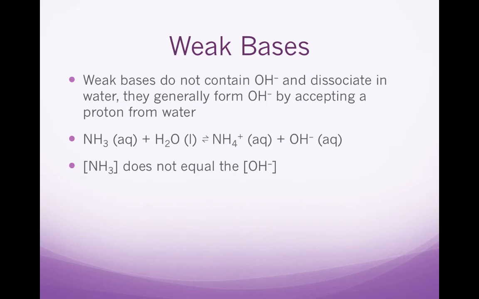So ammonia is a weak base. Ammonia and water will make ammonium and hydroxide ions. So the ammonia accepted a proton from water to form ammonium and hydroxide ions. And again, you'll see this equilibrium arrow since we don't have complete reaction. So again, just like with weak acids, the ammonium concentration does not equal the hydroxide concentration. All we know is that the hydroxide concentration has to be less than the ammonia concentration.